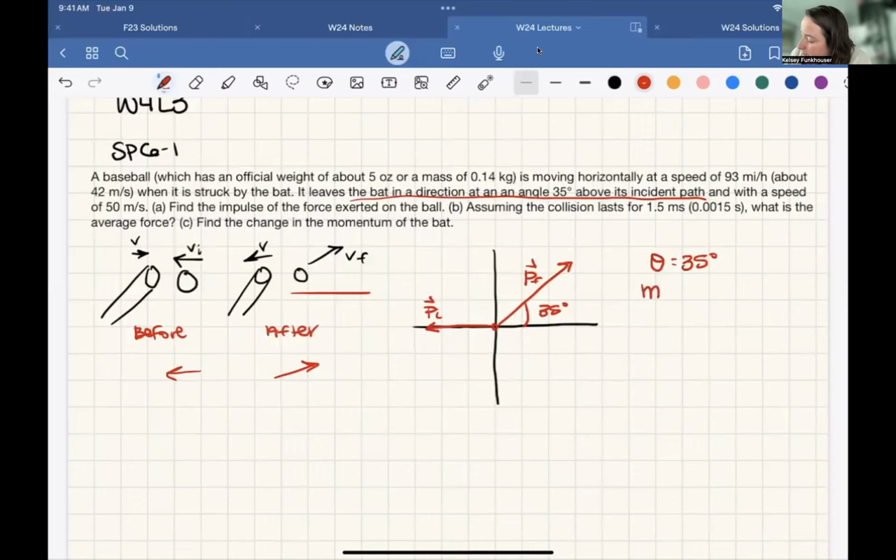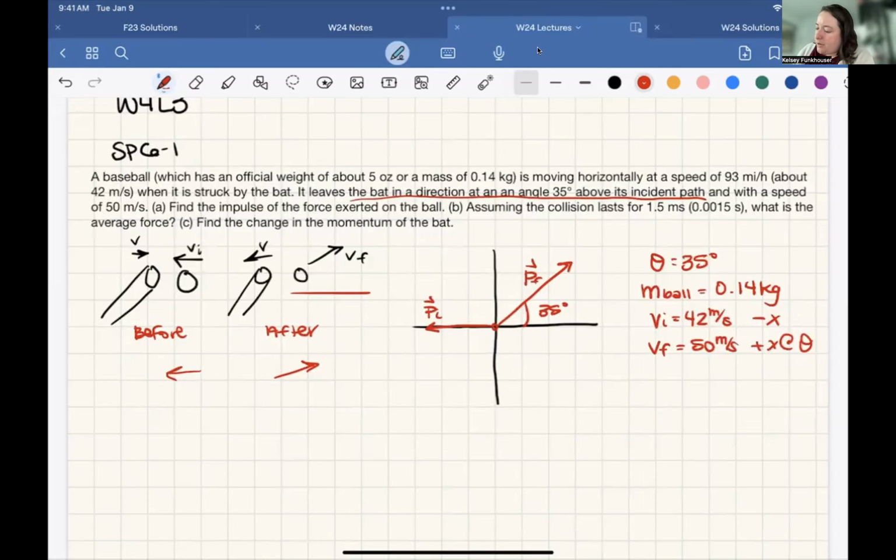And then we have the mass of the ball is 0.14 kilograms. And then they told us the initial and final velocities. So initial velocity is 42 meters per second in the negative x direction. And final velocity is 50 meters per second in the positive x direction, but also at the angle theta.